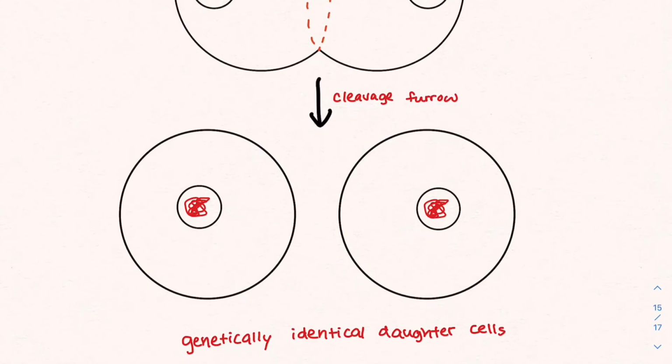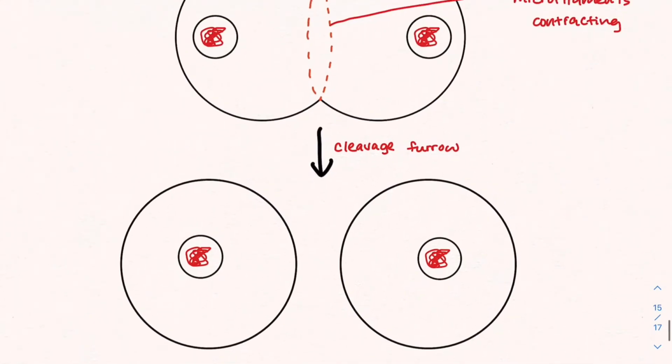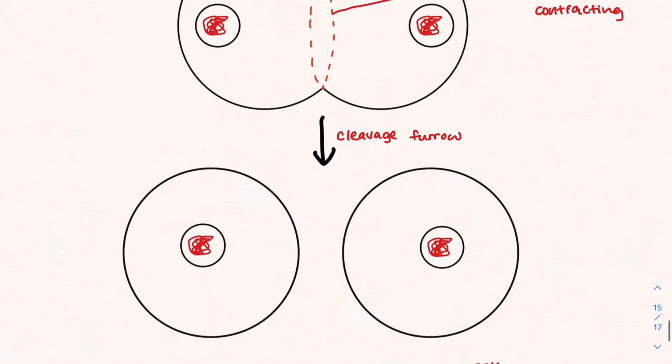So it is very important to know that only animal cells are capable of cytokinesis. So you might be wondering, well, if cytokinesis can only happen in animal cells, then how do plant cells form their 2 genetically identical daughter cells?